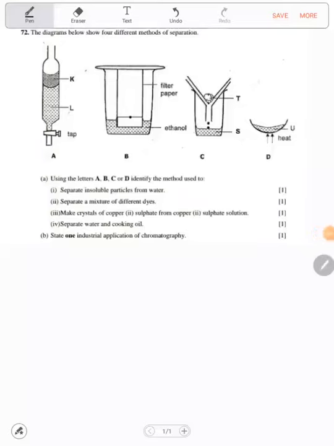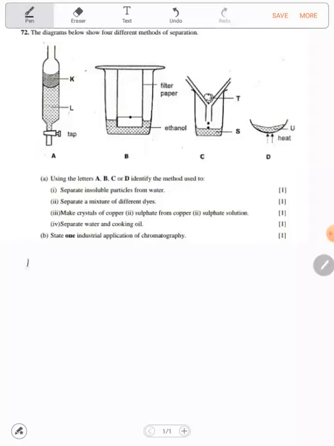In this video, we look at chemistry revision. The question says the diagram below shows 4 different methods of separation. We have A, B, C, and D. A says: using the letters A, B, C, and D, identify the method used to separate insoluble particles from water.